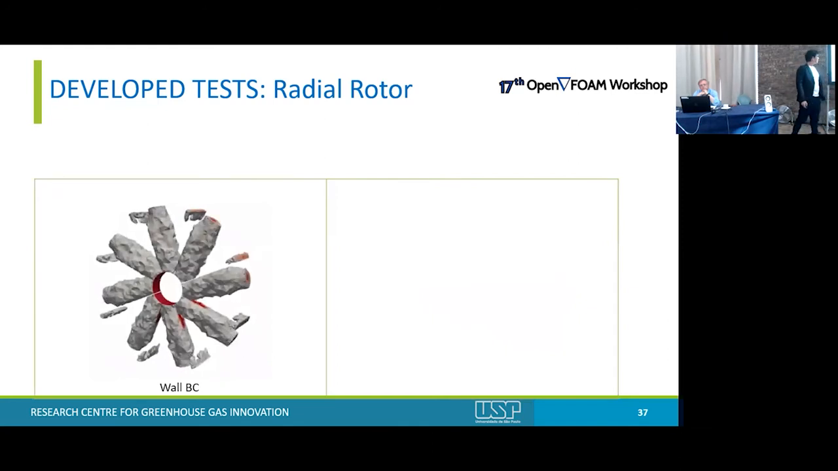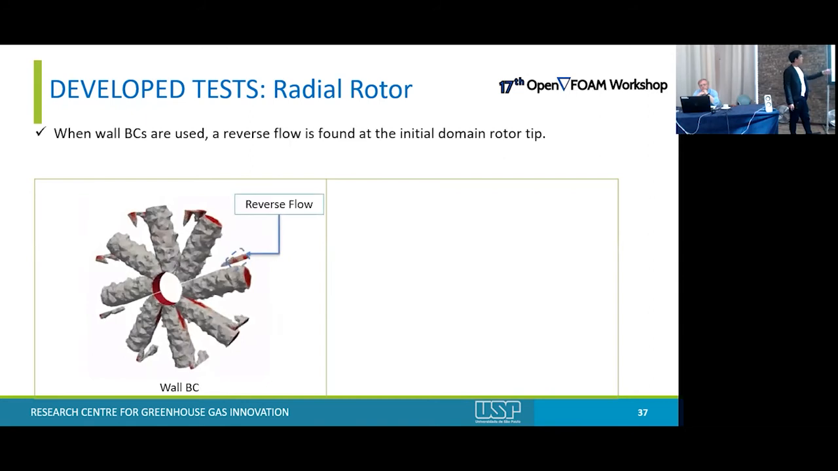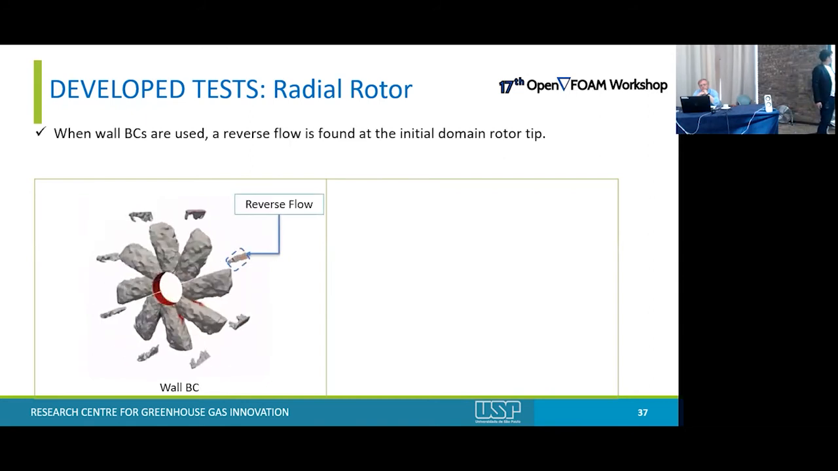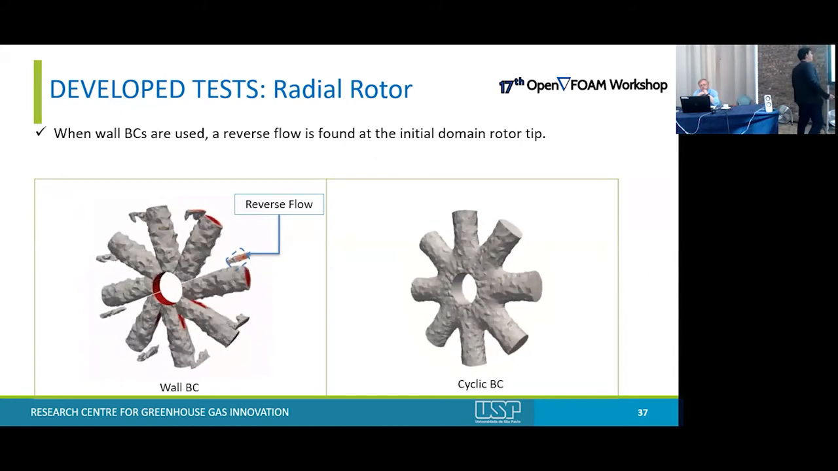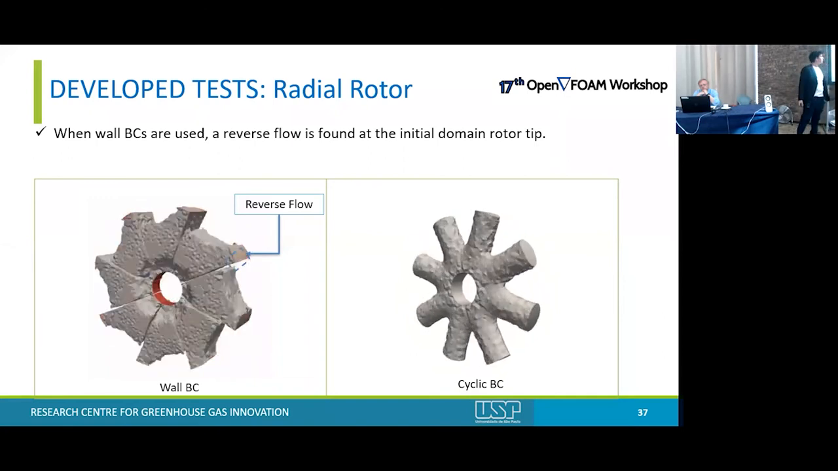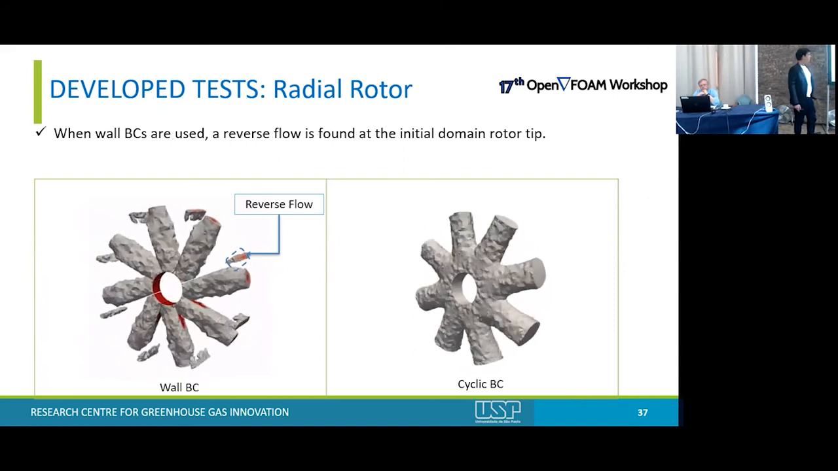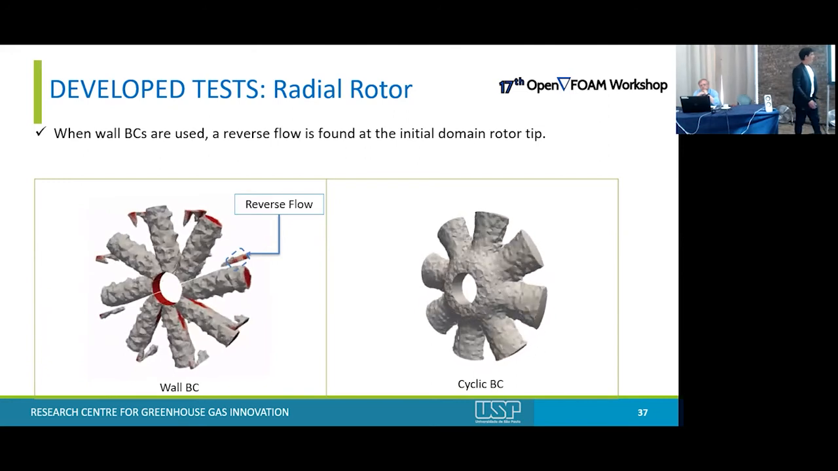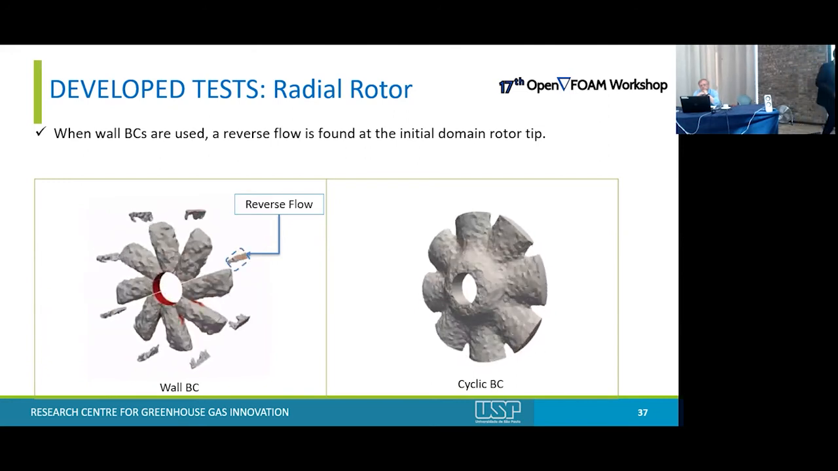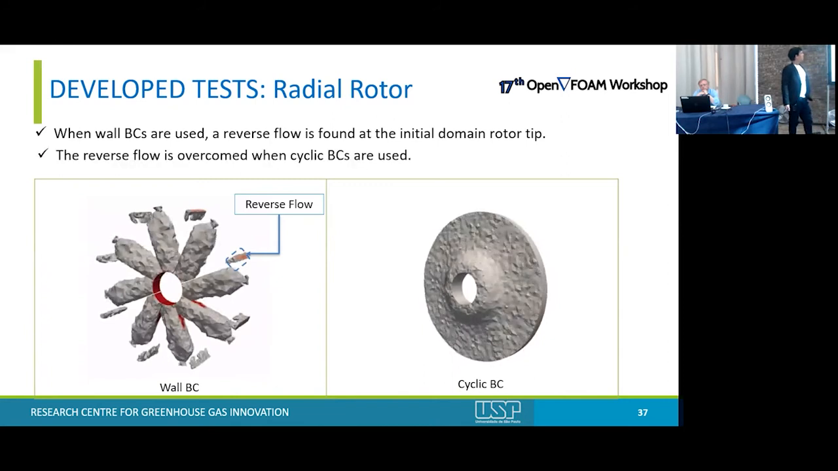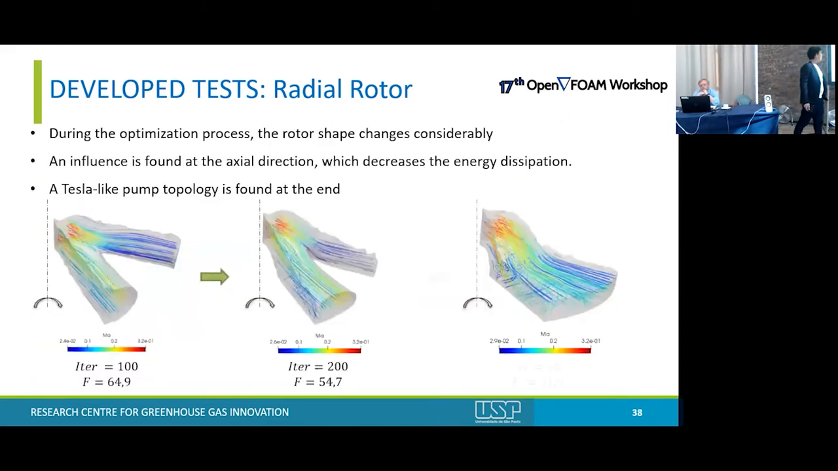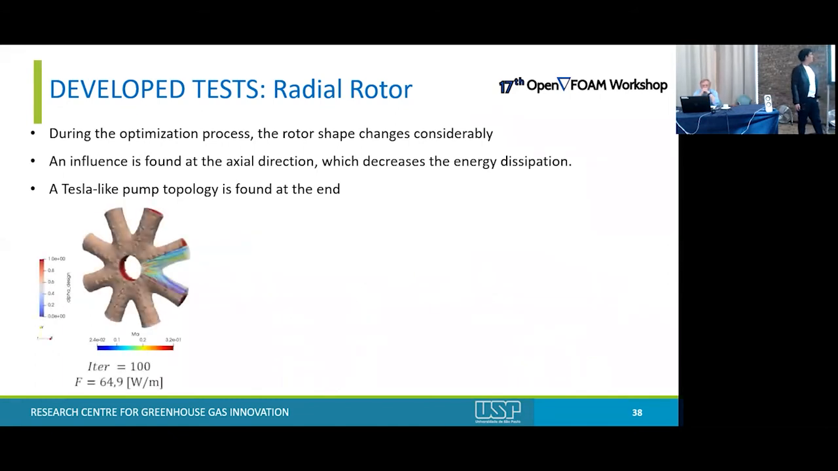When we were using wall boundary conditions, some reverse flow was seen at the tip of the rotor, which was something we were not looking for. When we changed the boundary conditions to cyclic boundary conditions, we were able to overcome the problem, until we got a Tesla-like pump rotor that we have optimized. You can see the result here, how the topology changes along the iterations, and how the energy dissipation is diminished until we reached our convergence criteria.